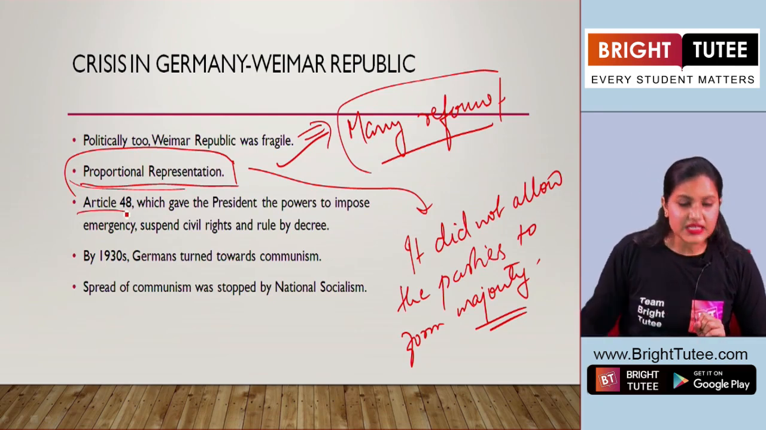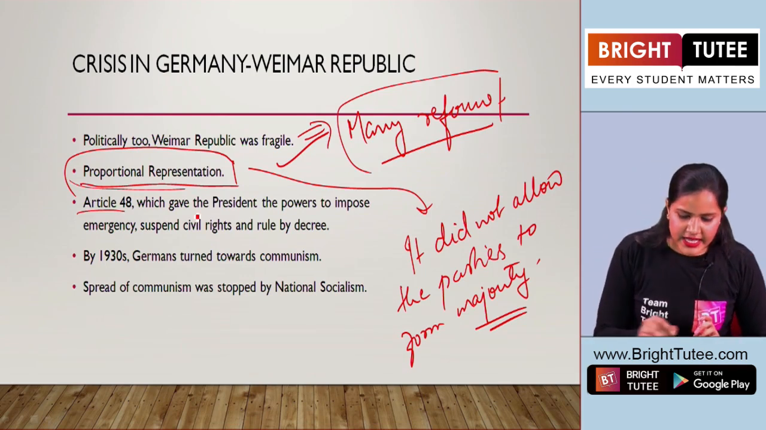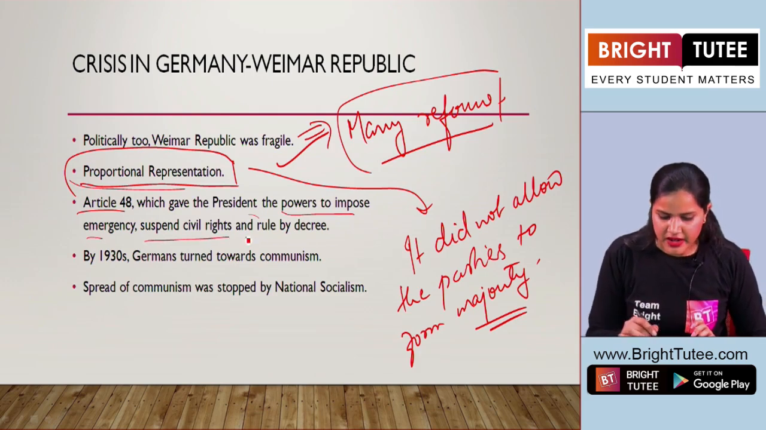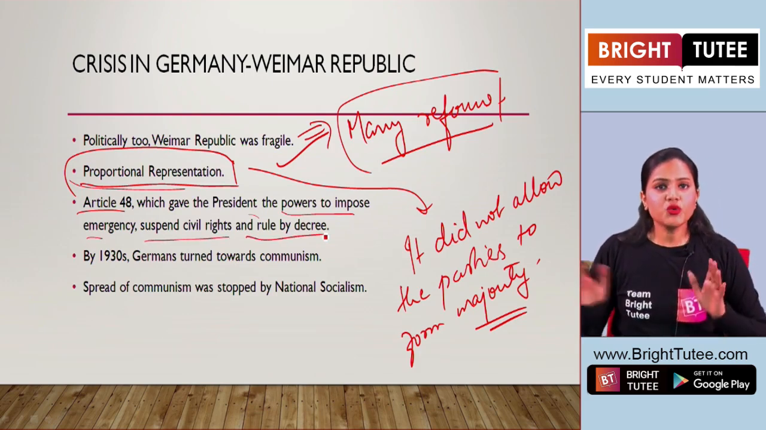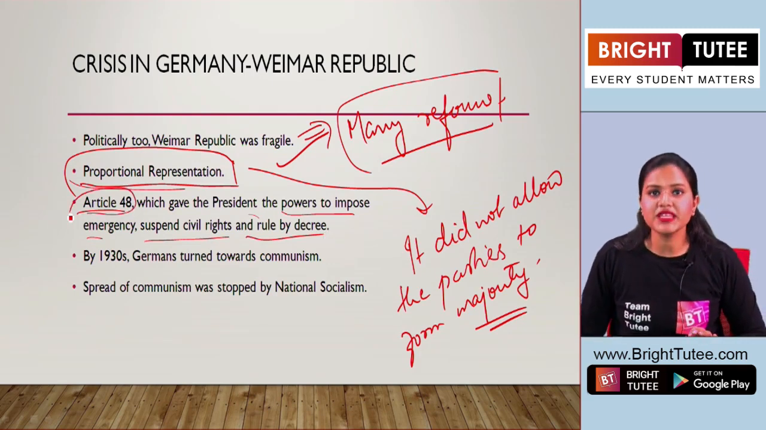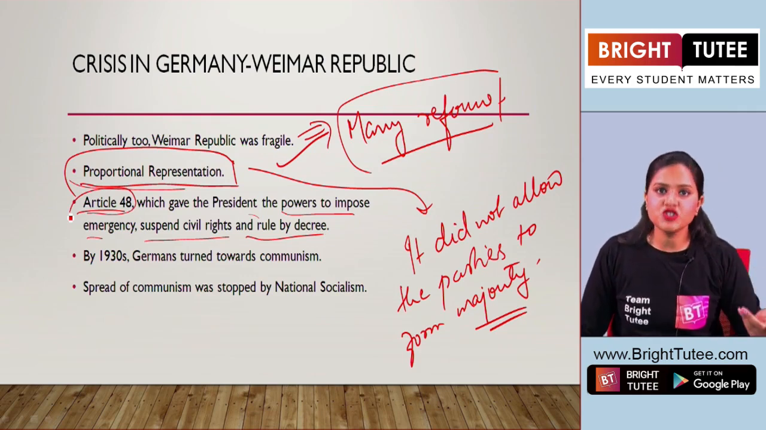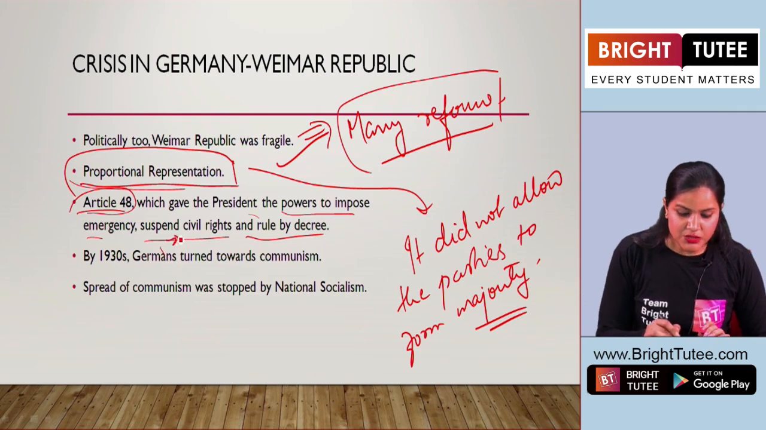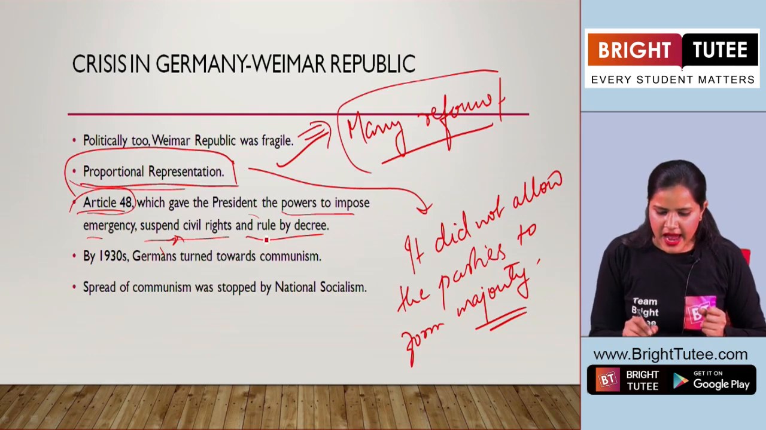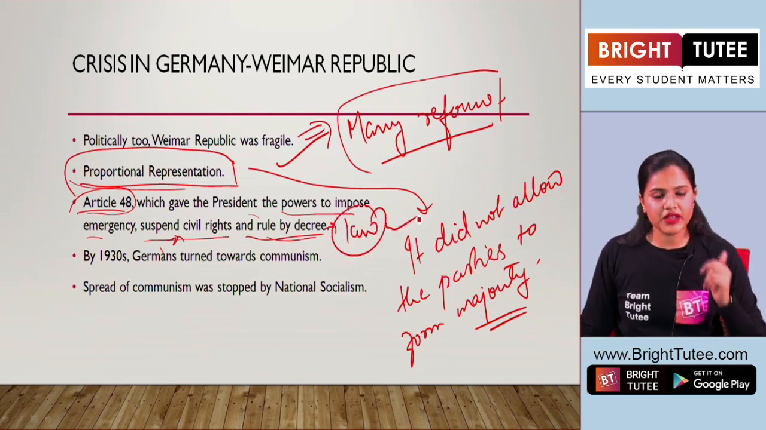And the second one is Article 48. Now, what was this Article 48? It gave the president the powers to impose emergency, suspend civil rights and rule by decree. So we see that all the time this article was being misused by the president. The president had the supreme power to impose emergency, right? And also suspend all the basic civil rights that the people had. And to rule by decree means to rule by law. That happened here in Germany.